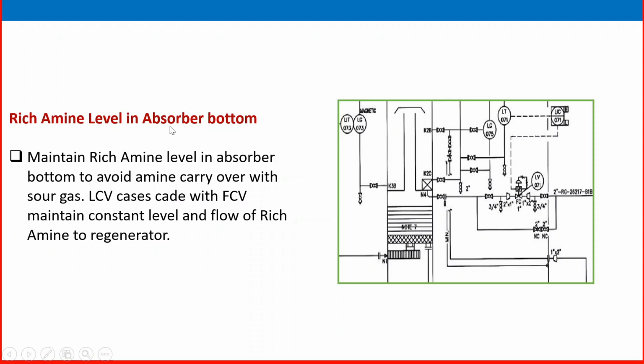That is the absorber bottom. If the absorber bottom rich amine level is increasing, that may create a lot of operational problems, which we discussed in the earlier slide. The same problem: amine carryover will increase, and that will decrease the efficiency of the operation.